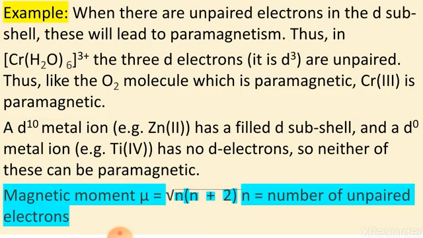Sometimes a question may be asked like this: calculate the spin only magnetic moment of Mn2+ ion having atomic number 25. Here Mn2+ means two electrons are fewer than the atomic number 25. First of all you have to write the electronic configuration, then find the number of unpaired electrons, then put that number in this formula and find the value of the magnetic moment. Are you getting this or not?